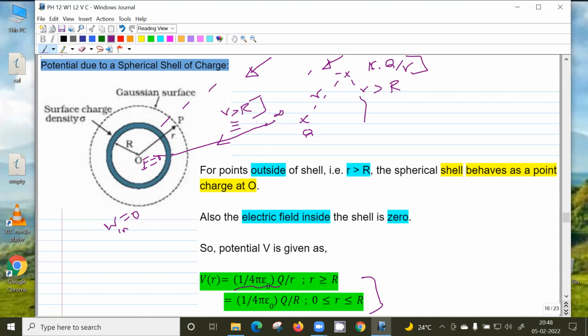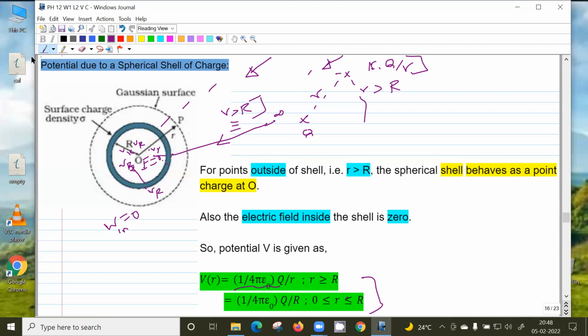So whatever is the work done up to this surface, that is Q by capital R, that is the potential at this point, and whatever is the potential at capital R, that is the same potential at any point inside. So everywhere inside, the potential will be V_R only. It will not change, because the work done in moving from here to here is 0. Since the work done is 0, the potential difference between these 2 points is 0. So whatever potential is here is the same potential here also. So for all the points inside, the potential is constant or uniform, and the value is Q by capital R.